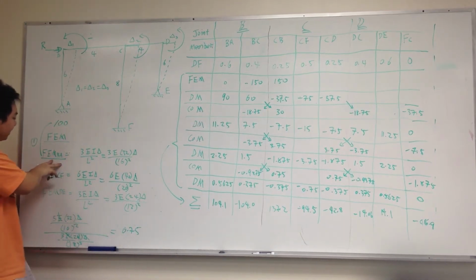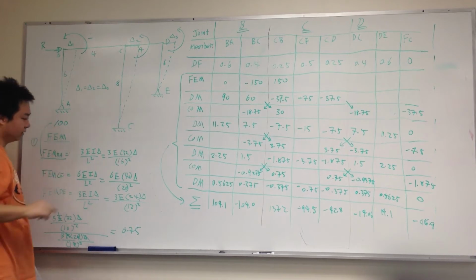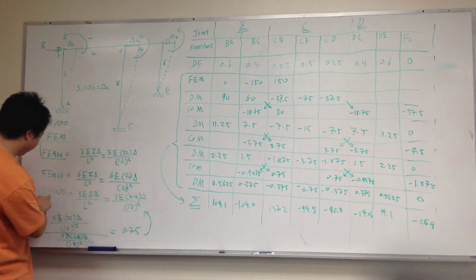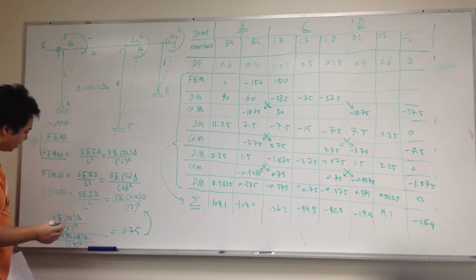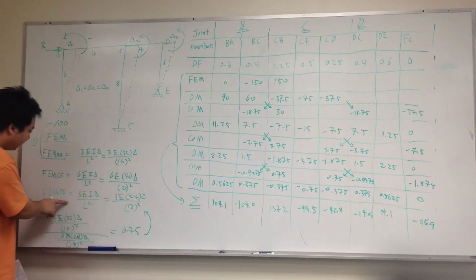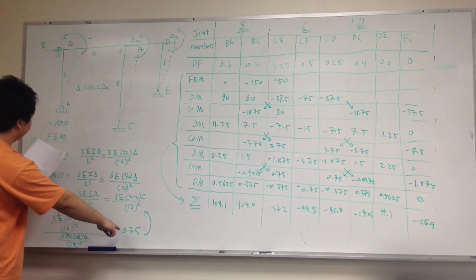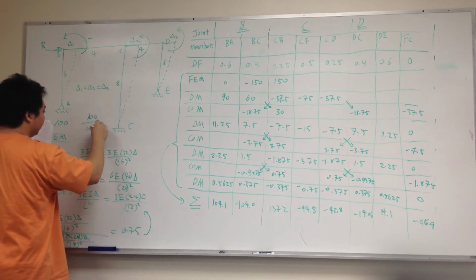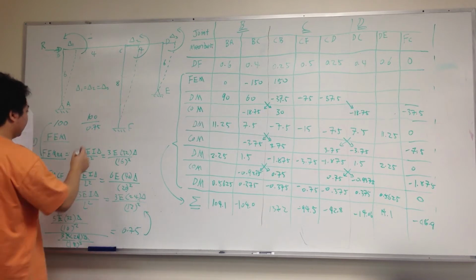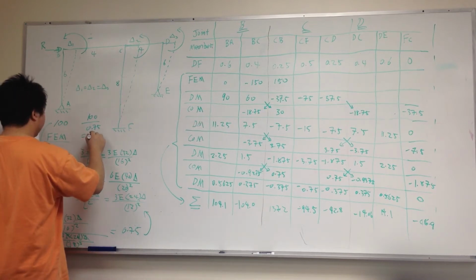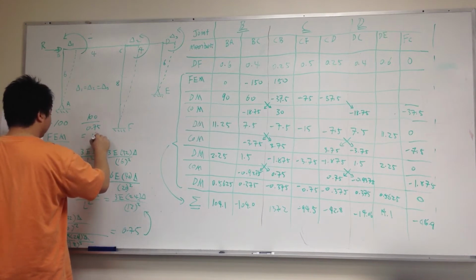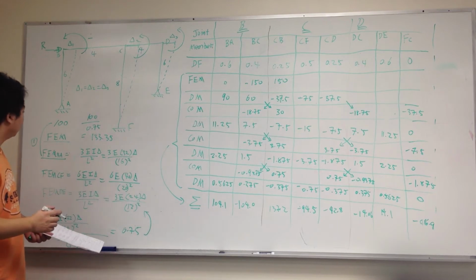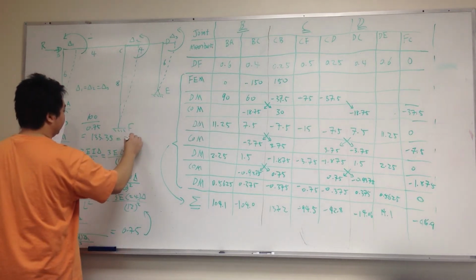So we set fixed end moment BA equal to 100, and the ratio for this one is for fixed end moment DE. You want to find the real number for fixed end moment DE, you take 100 divided by your ratio. You're going to have 133.33, FEM DE.